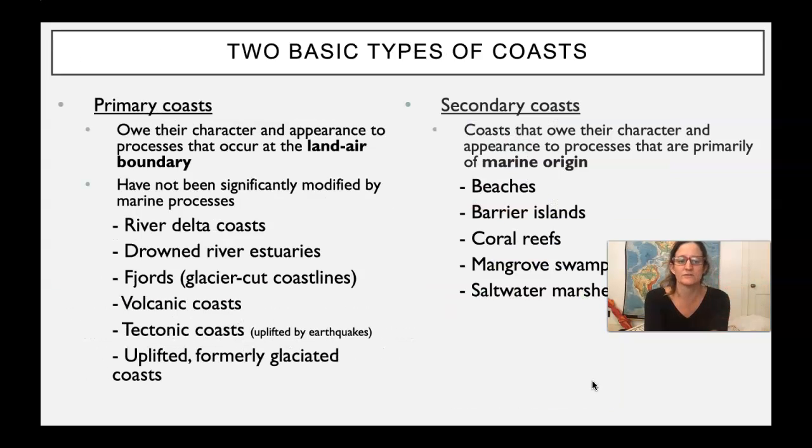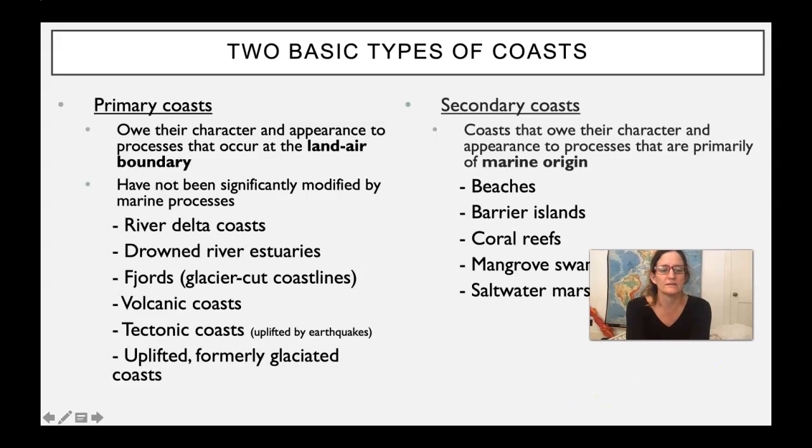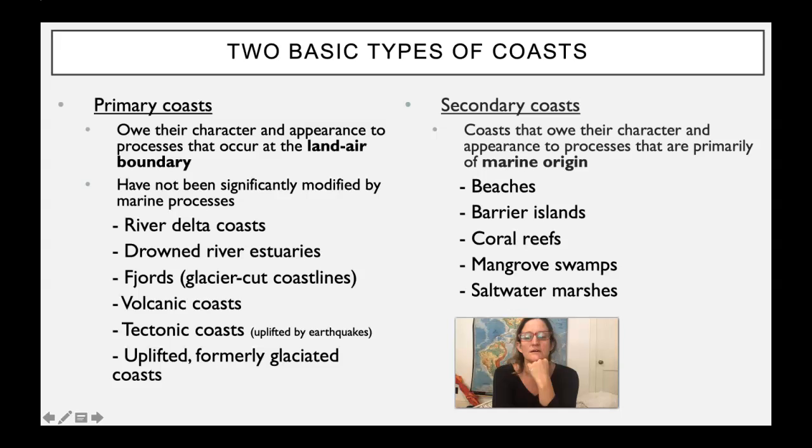Okay, so that's one way to look at coastlines. Another way is how they formed. And I have a couple slides on each of these, but we think of them as a primary coast and a secondary coast. A primary coast is going to have a lot of influence from what's happening on the land. A secondary coast, you can think of it having a lot of influence by what's happening in the water. For a primary coast, they owe their character and appearance to processes that occur at the land-air boundary. They have not really been significantly changed by marine processes.